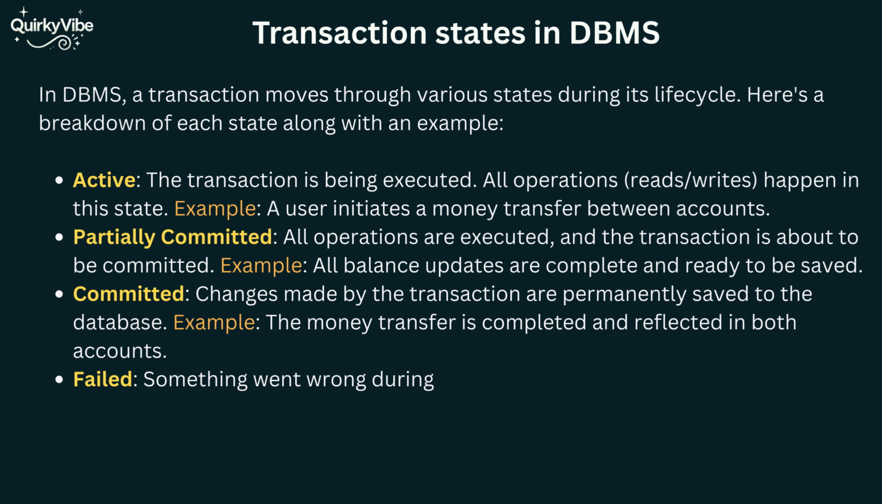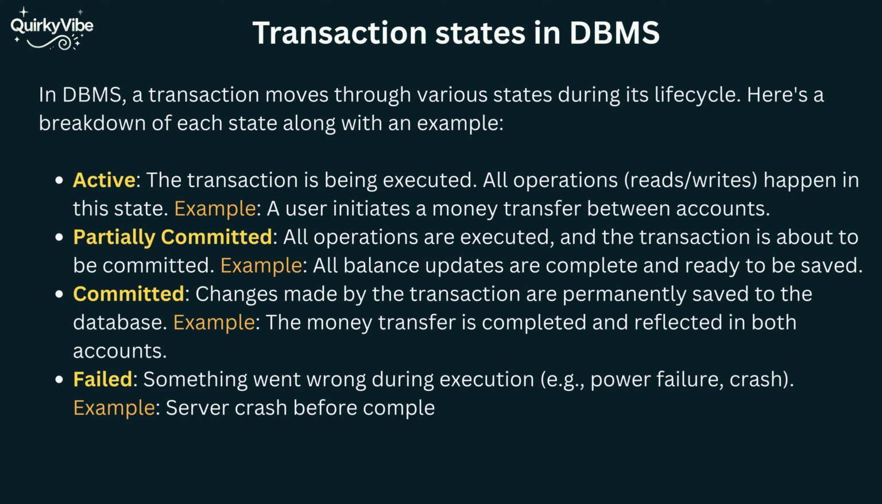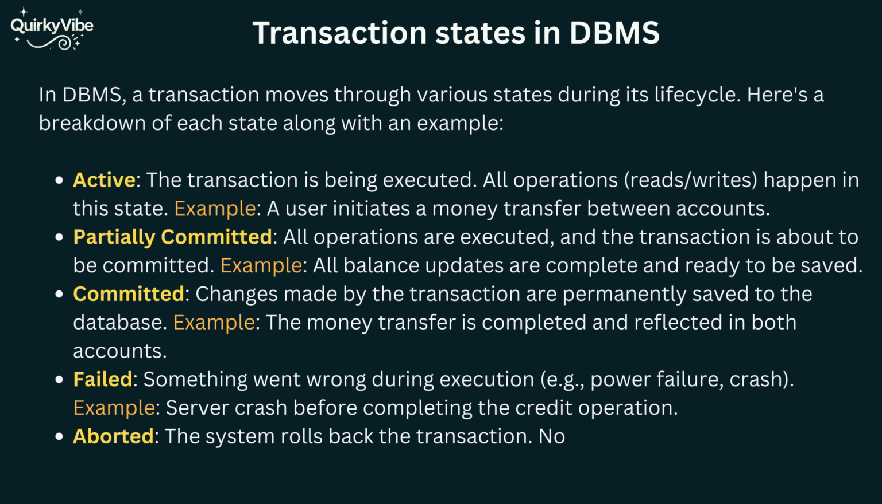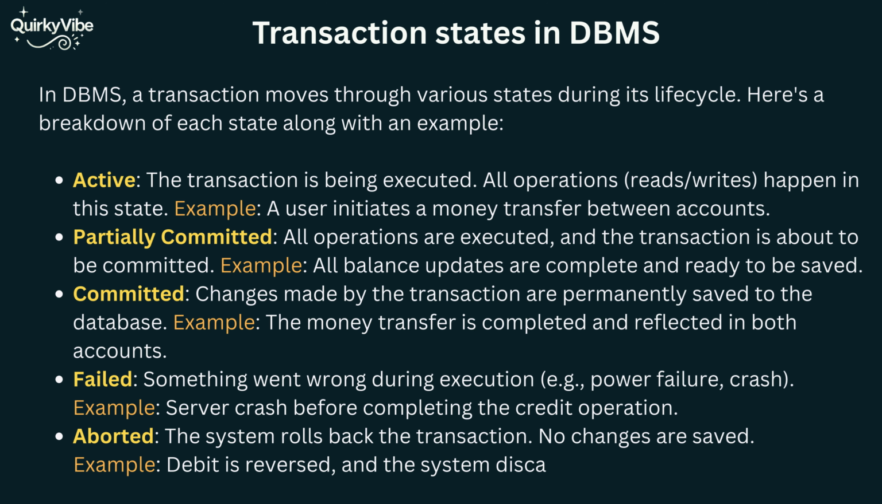Failed, something went wrong during execution, e.g., power failure, crash. Example, server crash before completing the credit operation. Aborted, the system rolls back the transaction. No changes are saved. Example, debit is reversed, and the system discards the transaction.